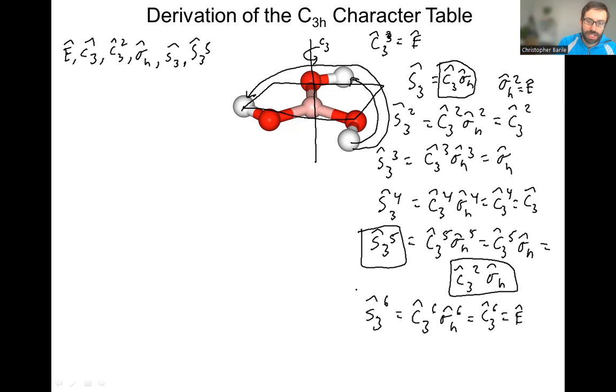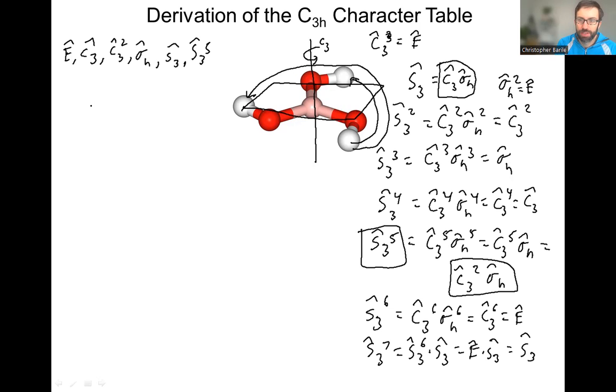So this tells us we're not going to generate any new operations. If you try to do S3 7 times, you start looping back. So that's just equal to an S3 6 times an S3, and we know S3 6 times is identity. And so this is just equal to S3. So you start looping back. So these aren't unique as well. All right, so now we've generated our different operations for the C3h point group.